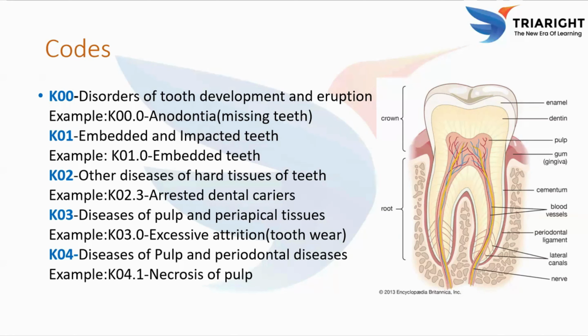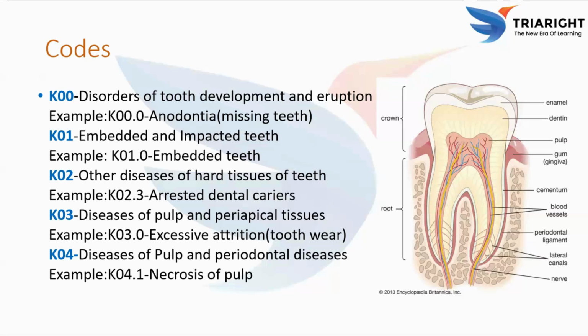So what do you mean by embedded and impacted teeth? These both refer to teeth that have not come out into their normal position in the mouth. They remain inside the jawbone instead of appearing in the dental arch. So they cannot appear like the normal teeth. They will remain in the jawbone instead of appearing to us.